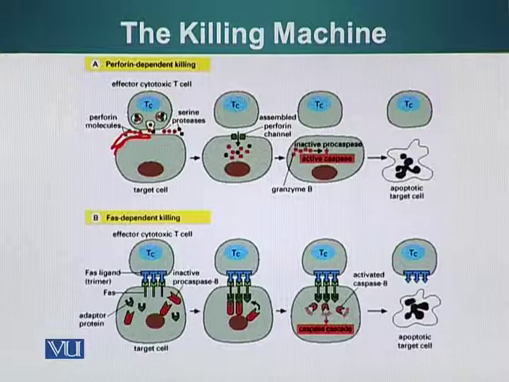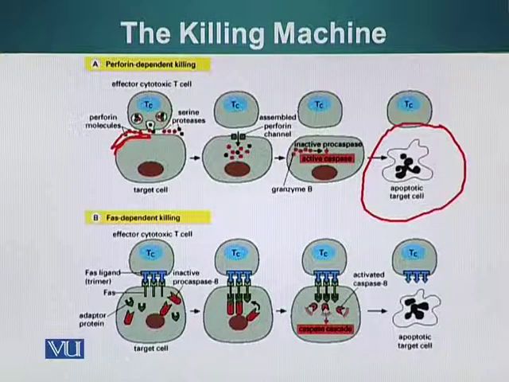Other proteins can now enter through these pores, and when they enter they activate other proteins inside the cell. These proteins are enzymes. Once they're activated, they can basically destroy all the macromolecules inside that particular cell, resulting in apoptosis of that target cell. So this cell has been destroyed.